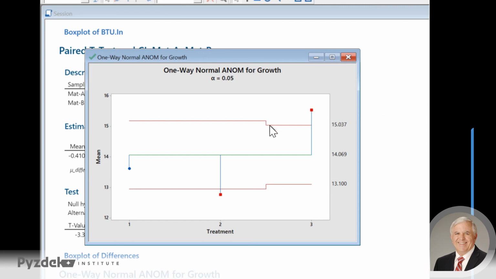And the small jog inwards means that we had slightly more observations for treatment three than we did for treatments one and two. So that's all you really need to do to perform this analysis using Minitab.